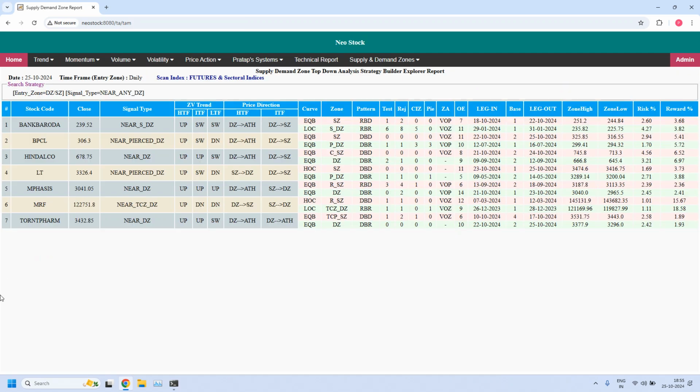Let's identify the high liquidity zones from this list. The first one, Bank of Baroda, is a daily high liquidity demand zone. That's it. We have only one daily high liquidity demand zone from this list.